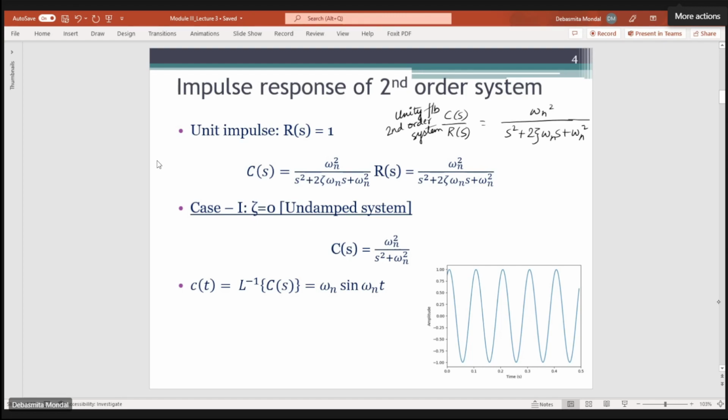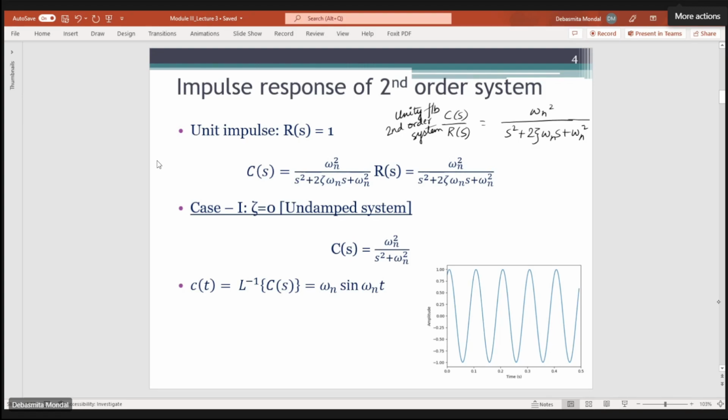So similarly here, let's take the case of a unit impulse. Unit impulse means the value of R(s) is going to be 1. So you can write C(s) equals omega n square by s square plus 2 zeta omega n s plus omega n square. Now, as we have said that for each kind of input, we can study 4 different cases. So let's take the first case where the value of zeta is equal to 0.